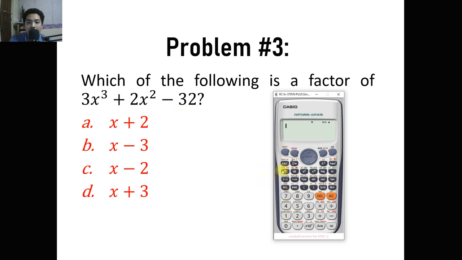Again, so what are we going to do? We type in 3x cubed. Oops, I'm sorry.